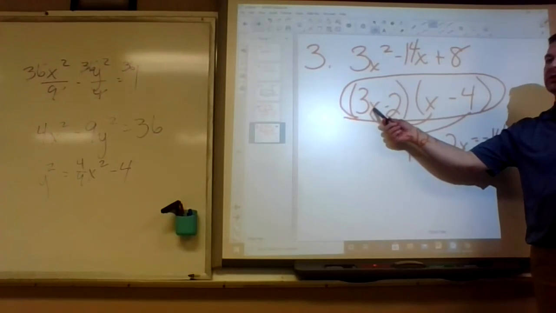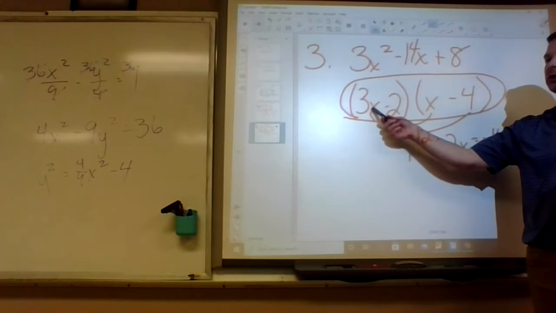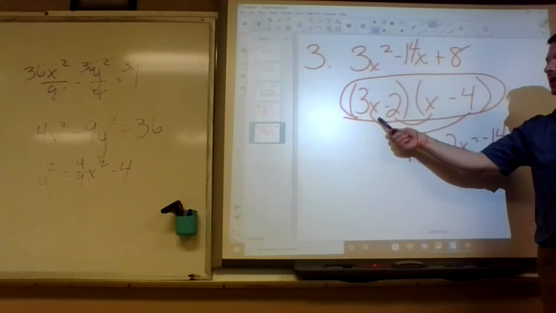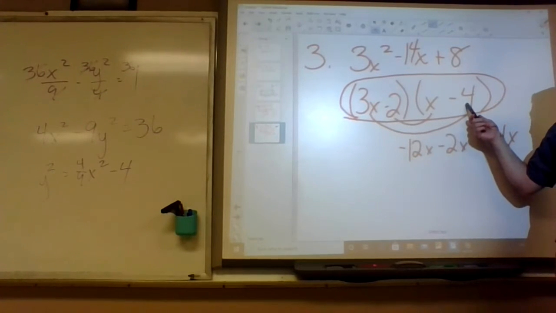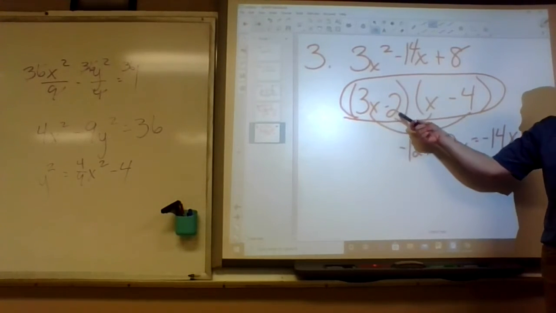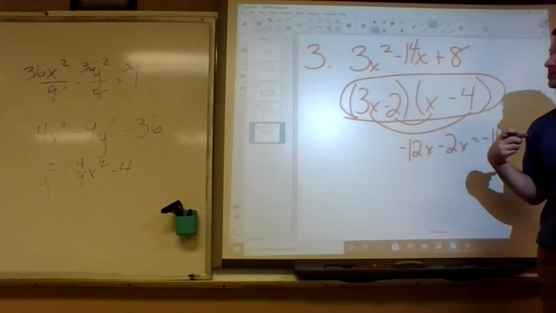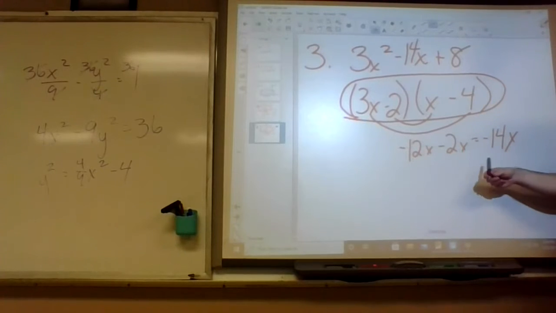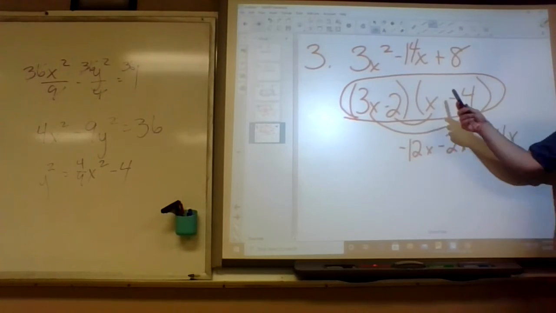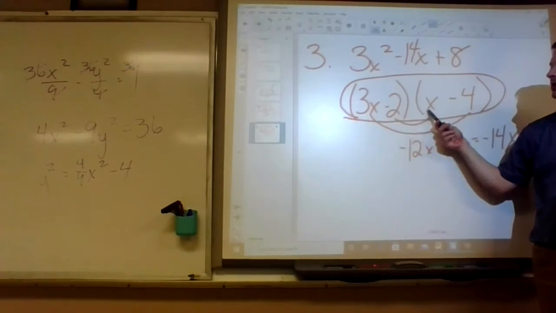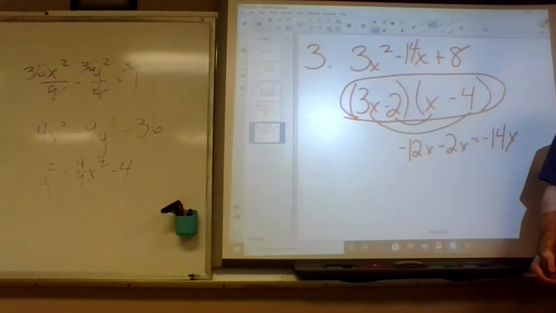Wait, FOIL. I got negative 10. When you FOIL, the outside is minus 12x. The inside is minus 2x. I foiled it, and then you add those together. Is one of those x's squared? No. If you did the first, you'd get an x squared. 3x times x is 3x squared. Alright. Gotcha.